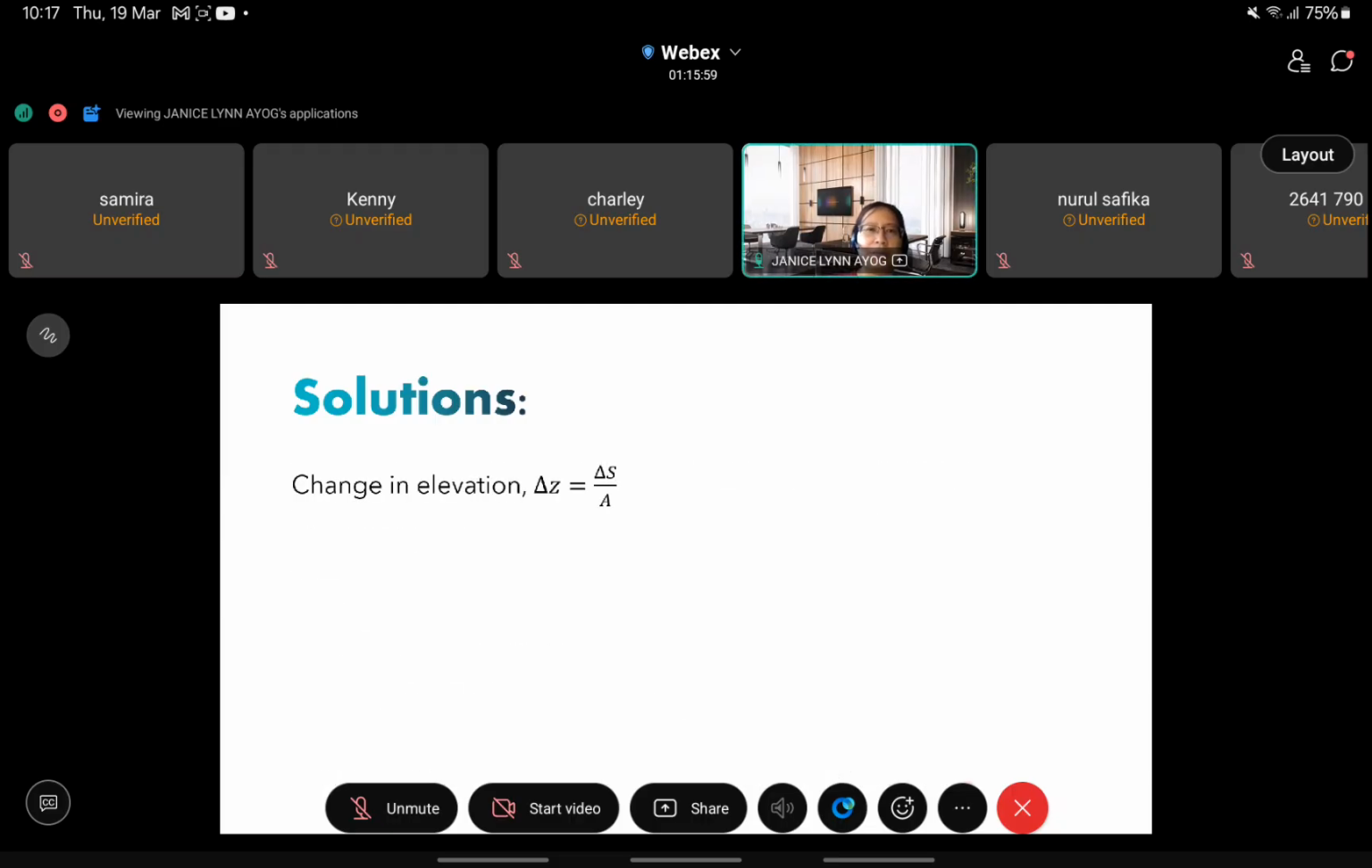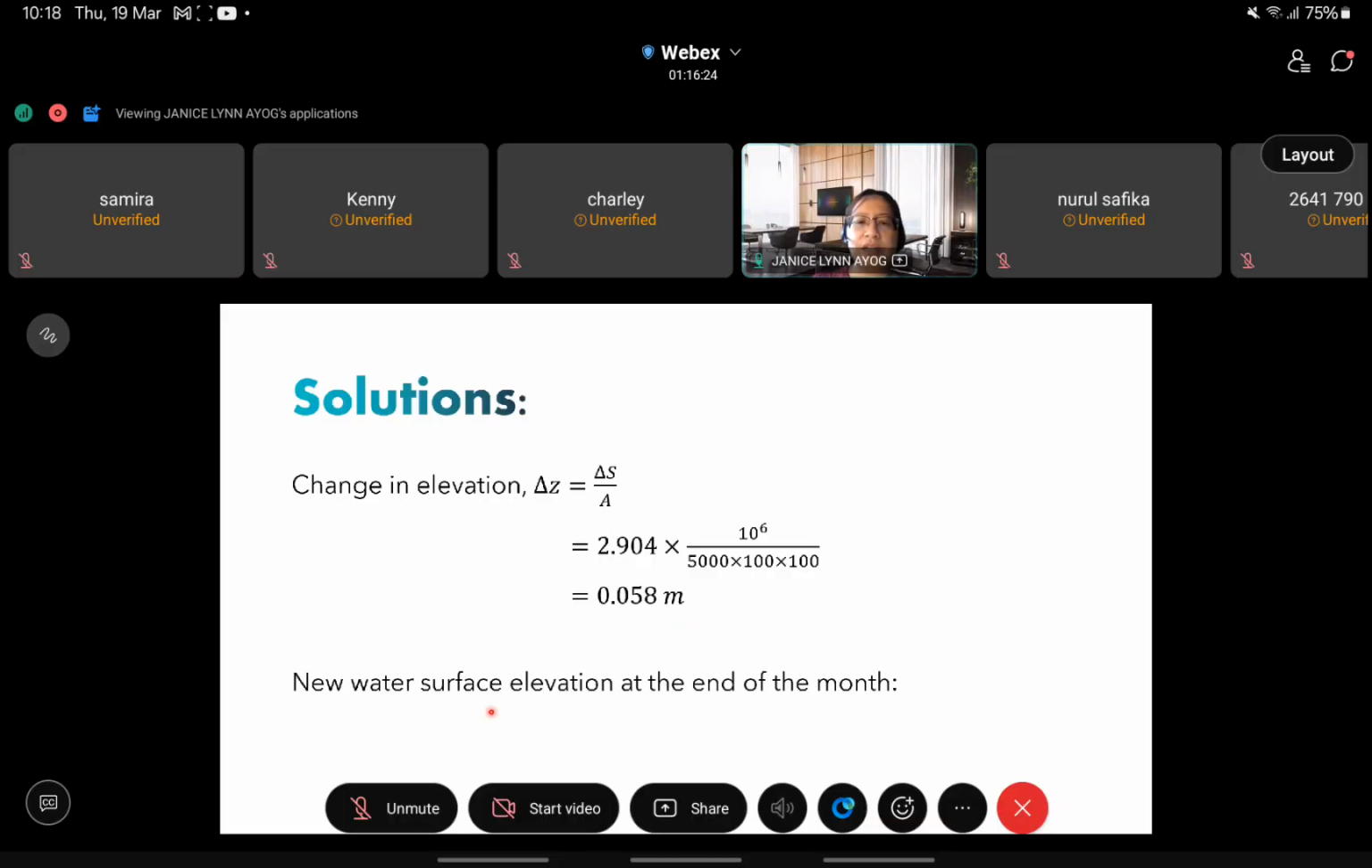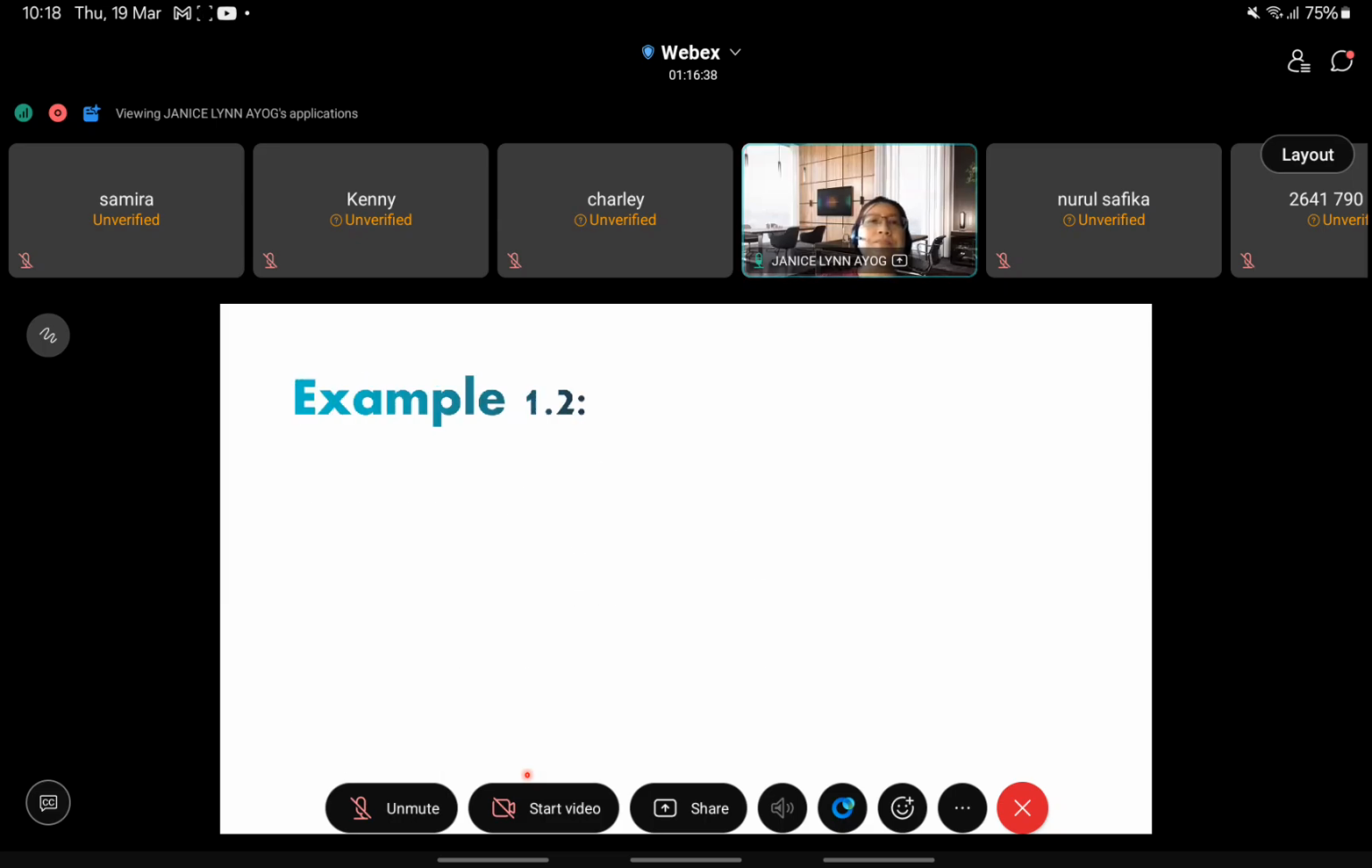There's another one more. So you need to find the change in elevation. Basically, change in elevation is delta Z equals delta S divided by the area. So you have this, and eventually you will get 0.058. The new water surface elevation at the end of the month is the initial water surface plus 0.058, and you will get 103.258 meter above datum.